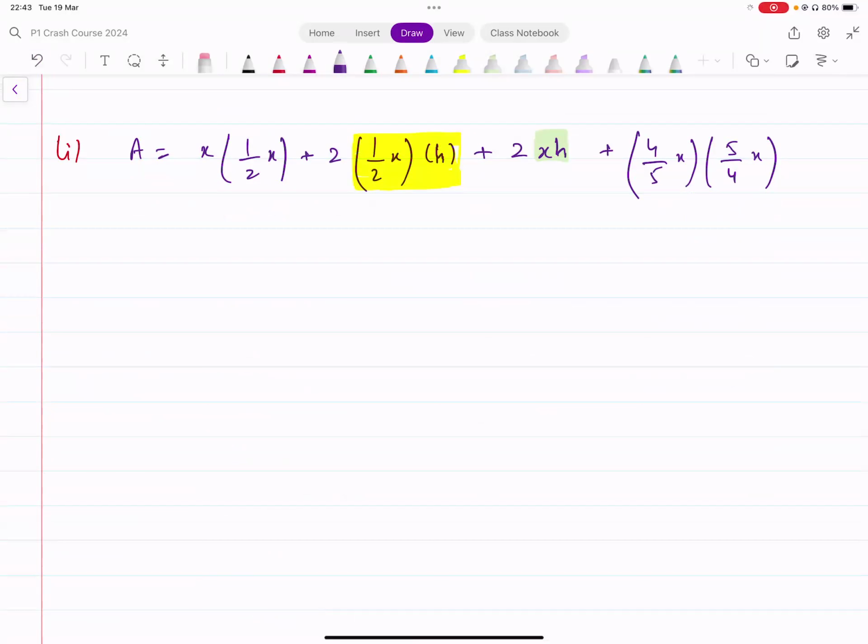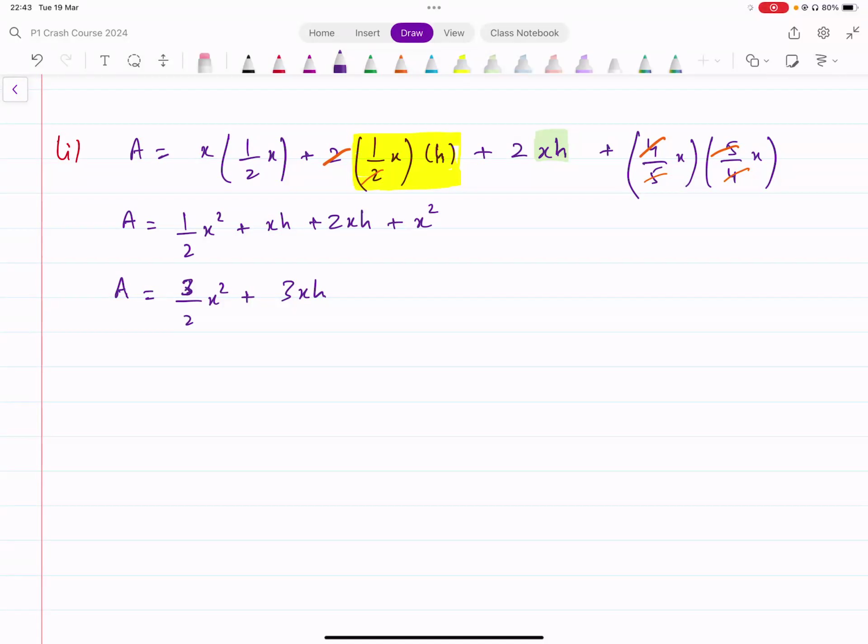So area equals half x squared plus, this 2 and this 2 get cancelled, and we have x times h plus 2x times h, and then 5 and 5 get cancelled, 4 and 4 get cancelled, and we have x squared here. Now let's simplify this. 1 over 2 x squared and x squared becomes 3 over 2 x squared plus 3xh. That is what the area turns out to be. That's what we've got until this point. Now let's look at what they have asked us to prove.